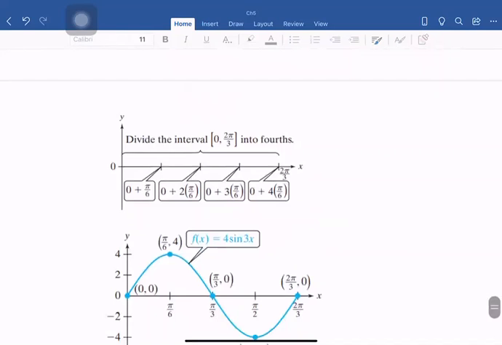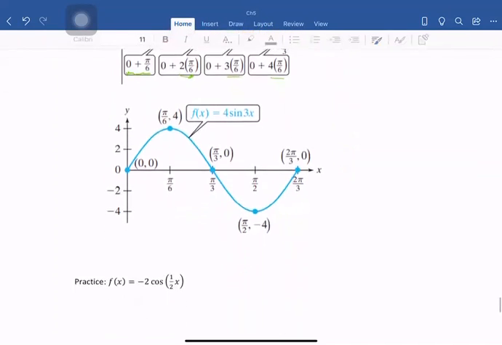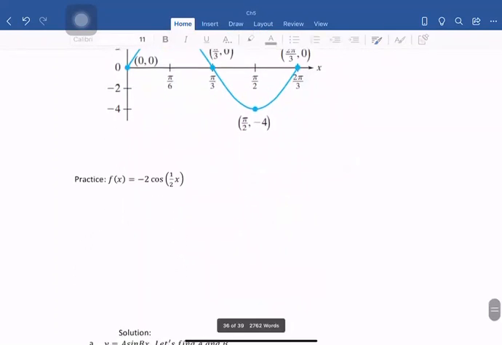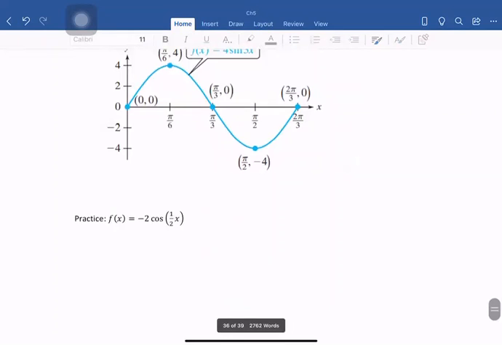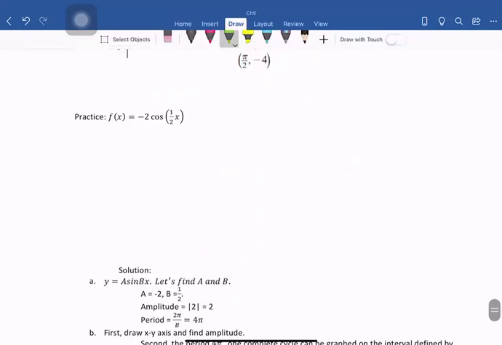This graph tells you to divide the full interval, 1 cycle, into 4 parts, and each part, from 0 we add pi over 6. From pi over 6 we add another pi over 6, or I say 2 times pi over 6. This is 3 times pi over 6. This is 4 times pi over 6. And then find the y value. And then line them up, and you will get the function. Let's see this one. You need to practice this.